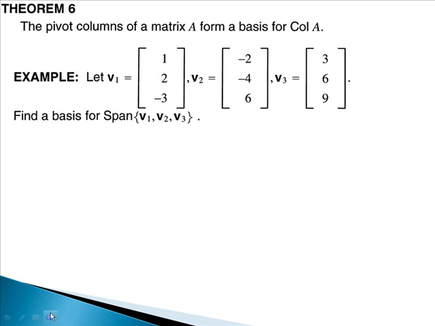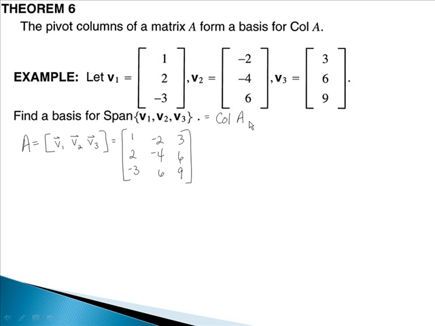So let's look at another example. Here we've defined V1, V2, and V3, and we want to find a basis for the span of those three vectors. So we're going to let our matrix A be equal to the matrix that has those vectors as columns. So A is equal to this matrix here. Then the span of those three vectors is equal to the column space of A.